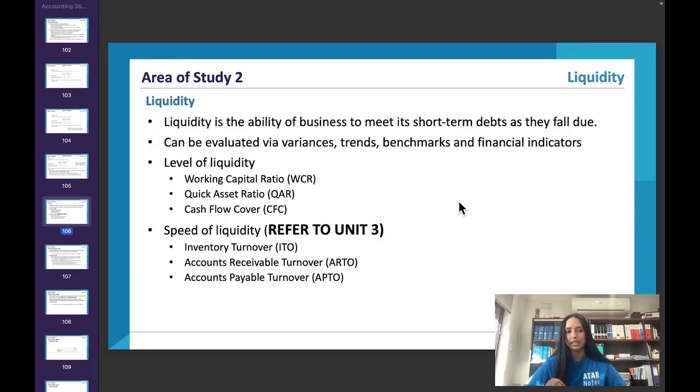So the easiest way to remember this is speed of liquidity are the turnovers: inventory turnover, accounts receivable turnover, and accounts payable turnover. And then the other three liquidity indicators, which is working capital ratio, quick asset ratio, and cash flow cover, are level of liquidity indicators. And just a reminder, liquidity is the ability of the business to meet its short-term debts as they fall due. So basically, the ability of the business to pay its liabilities and pay its debts in the short term, so in day-to-day activities.